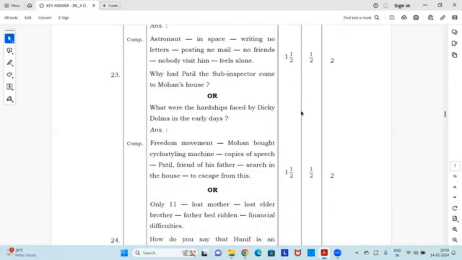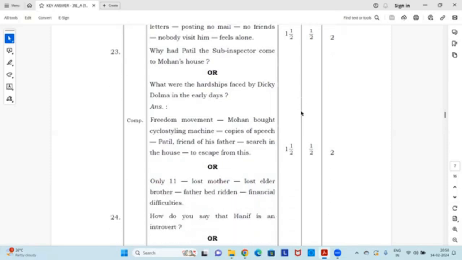Okay, so yes, let's continue with the model paper. Here, question 23. Why had Patel, the sub-inspector, come to Mohan's house? So here you have an option. One more question given here is, what were the hardships faced by D.K. Dolma in the early days? So any one which you know the best, you can opt and write it as the 23rd question.